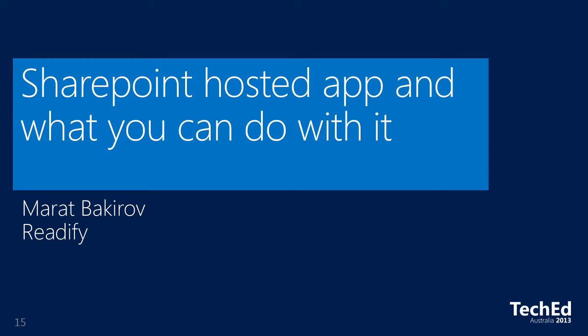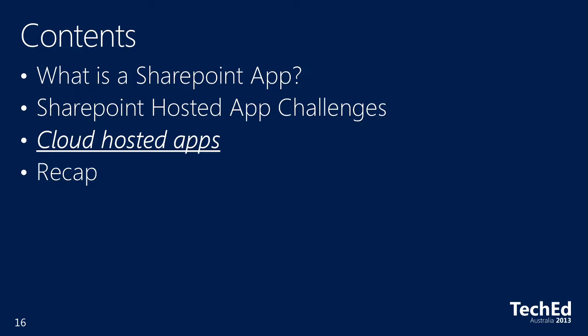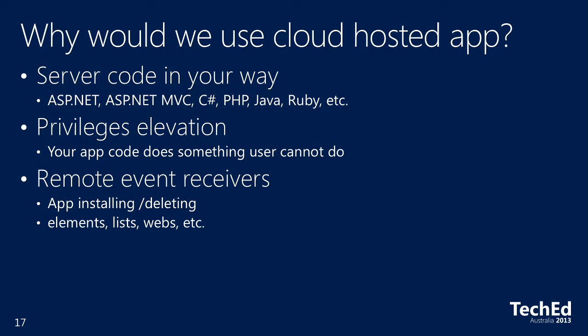So, basically, what we have seen is permissions, the client object model, what you can do with the client object model, and the app context. Let's go to the second part, a little bit more about the cloud-hosted app. So, what's a cloud? Why would we like to use a cloud-hosted app? First of all, it's server code we all like to use, ASP.NET server code.